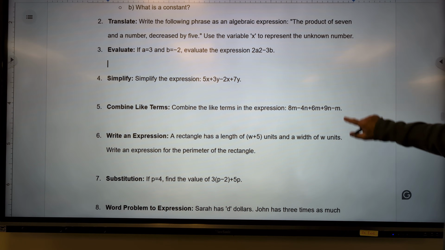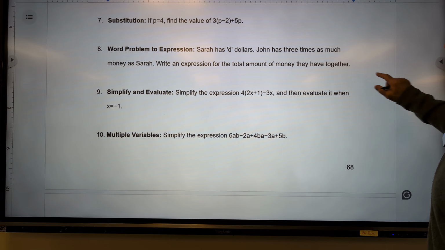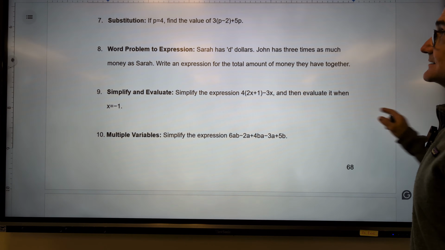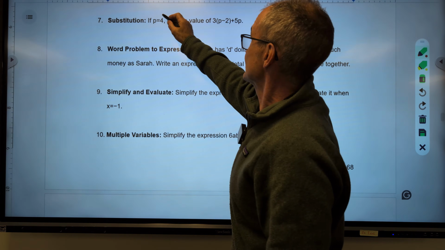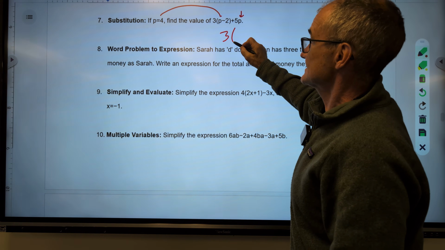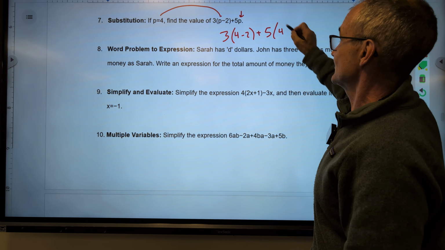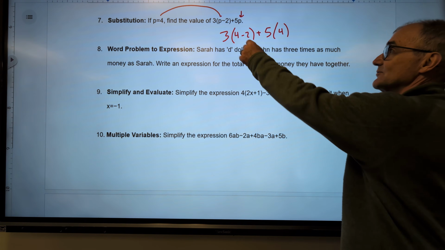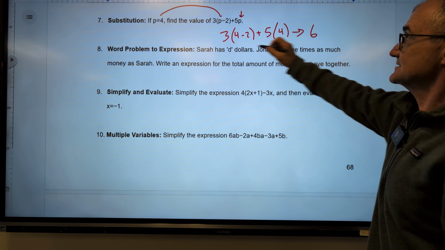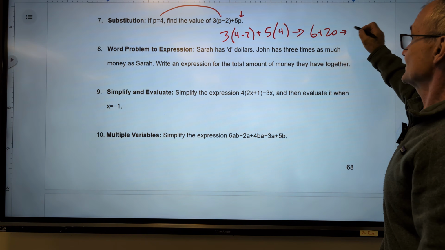Okay, let's move on to number 7. Let's move this thing up a little bit. Substitution. Find the value of the expression if p is equal to 4. So I take that 4, I plug it in there and there. 3 times 4 minus 2 plus 5 times 4. Got to do my parentheses first. 4 minus 2 is 2. 2 times 3 is 6. So this is equal to 6 plus 20, which is 26.